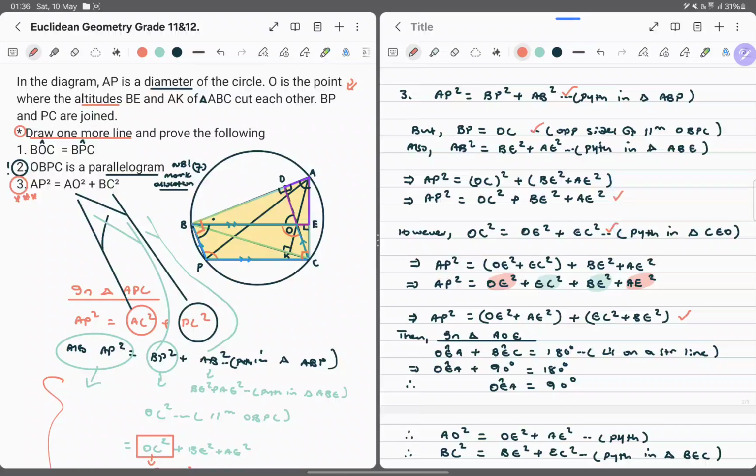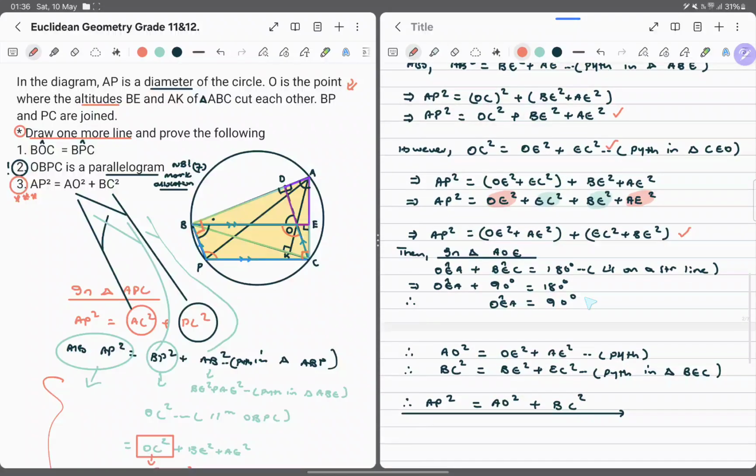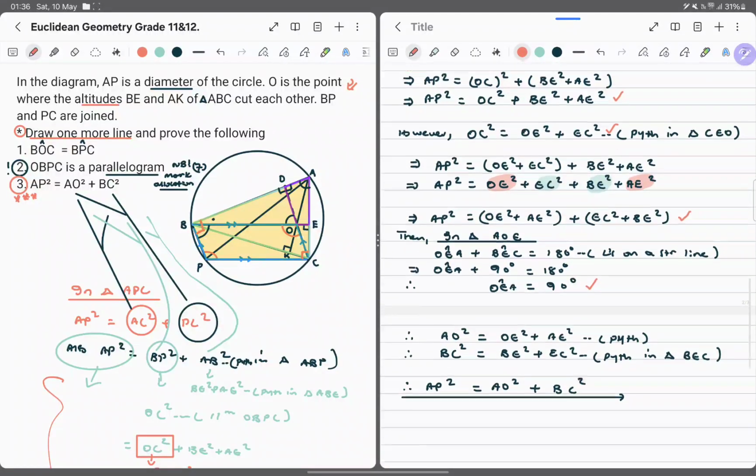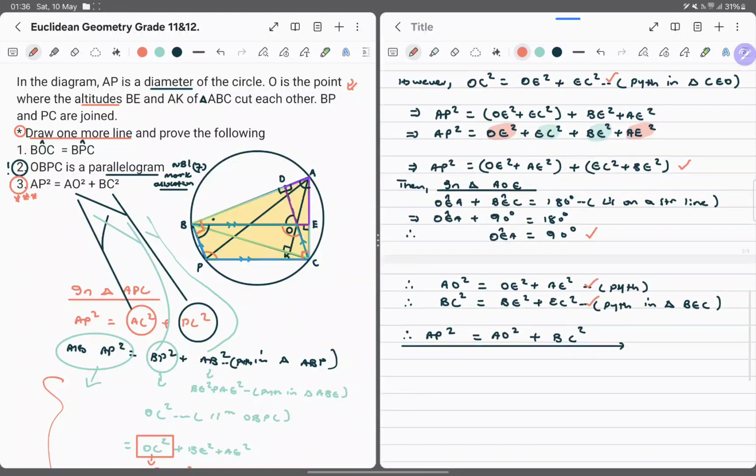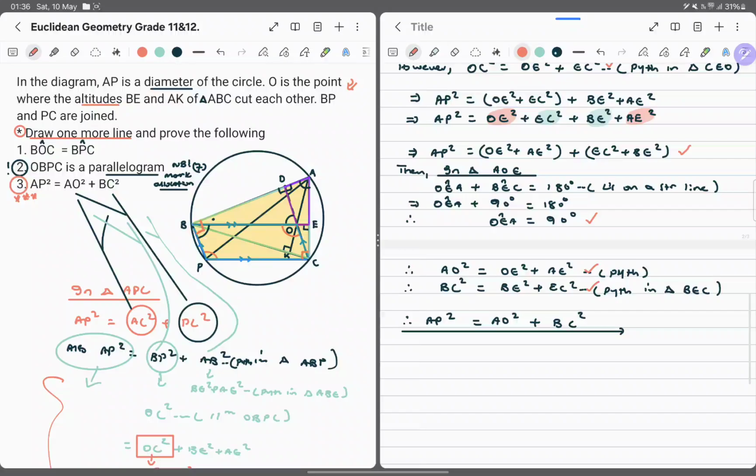So 1, 2, 3, 4, 5, 6, 7, 8, and of course this one, as much as it is perhaps mark worthy, but I think 8 marks is fair. 1, 2, 3, 4, 5, 6, 7, 8. Yeah, I think 8 marks is fair.